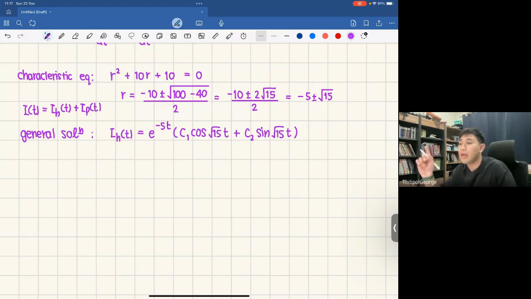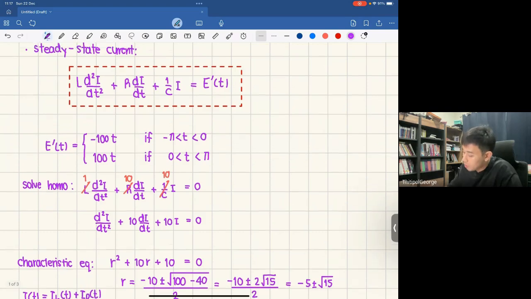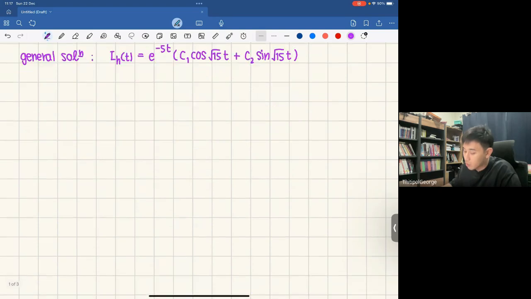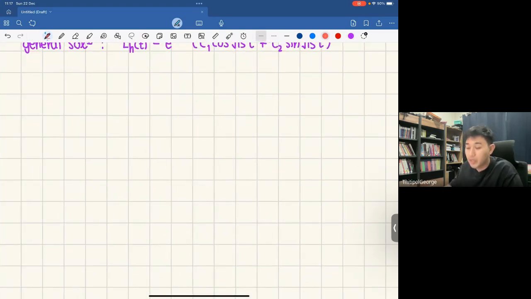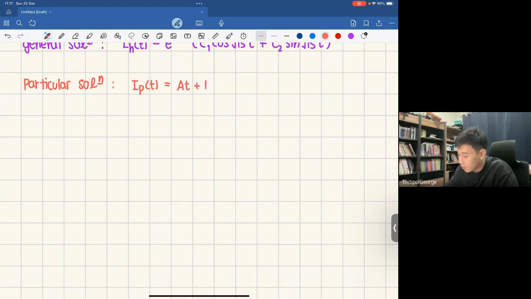So you see the right hand side, this one, e prime t. This one seems to be linear, right? So we can assume, for the next part, we are going to find the particular solution. So we guess the form of the particular solution. Let me use the linear form for our particular solution, which I can label as at plus b, similar to mx plus c in the linear graph.